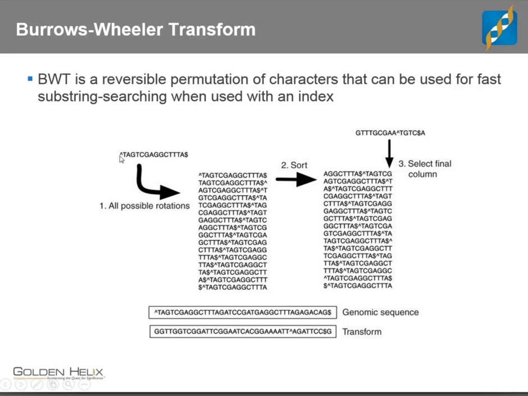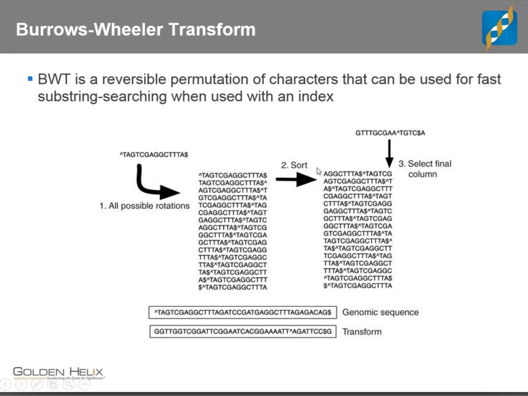But how it works is essentially you take a string, and we're going to prefix it with the caret and suffix it with a $ sign here just so we know where it is. And we can create all possible rotations. You can think about just popping one off the end and putting it back in the front, going down the row until you've done that for every position, and you have a little matrix.